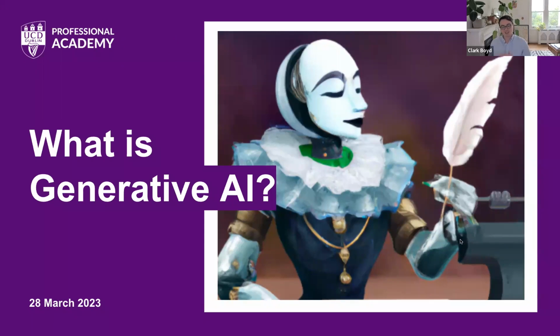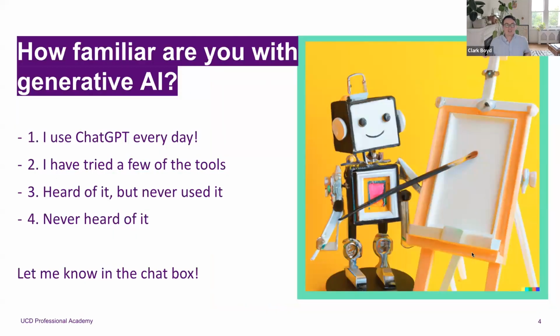So let's get moving. Another generative AI image here, a sort of robot Shakespeare. It took me a while to get the prompt right to get that one. So I'm going to ask you a question. Just let me know in the chat and I can watch all the numbers fly past and get a straw poll here. How familiar are you with generative AI?